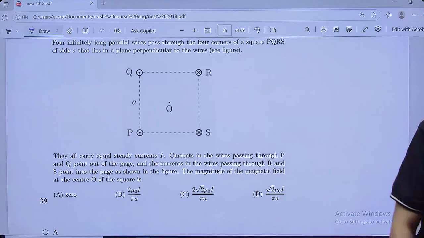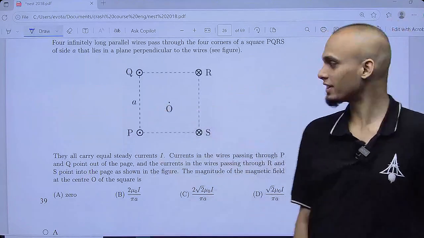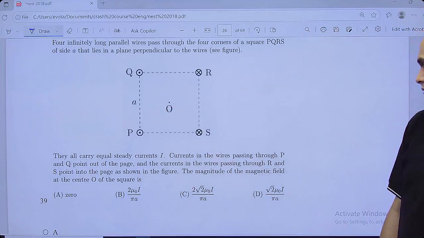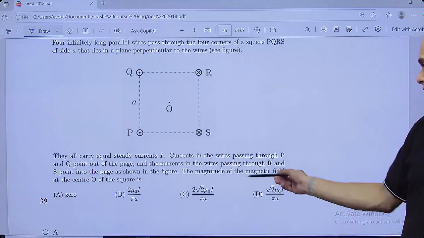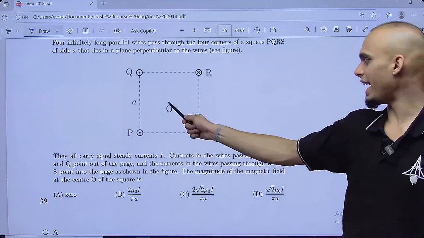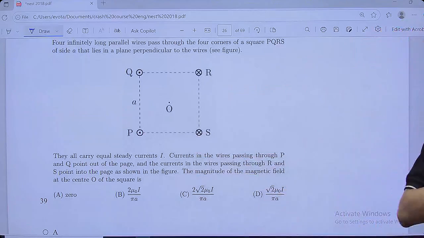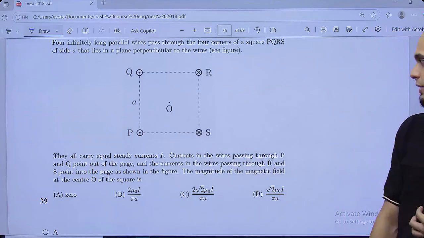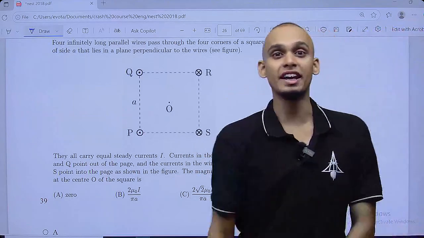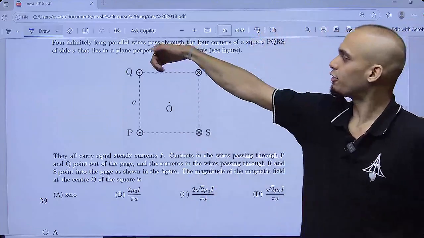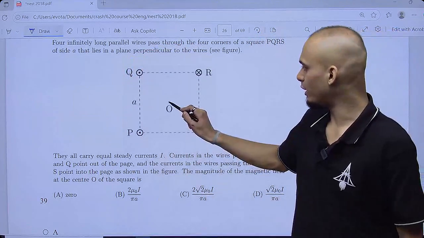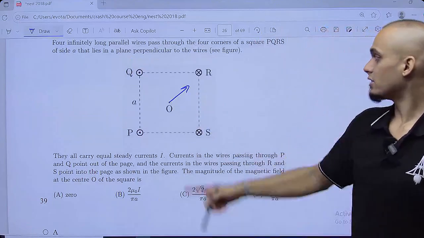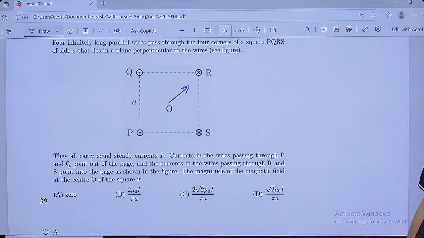Current is the same, but the direction of current is different for all of them, right? We need to calculate the magnitude of magnetic field at the point O. How much magnetic field will be exerted at point O, we need to calculate. Again, we need to use a right hand thumb rule for this. From Q, we will get a magnetic field pointing towards R. Due to Q, we have one magnetic field.